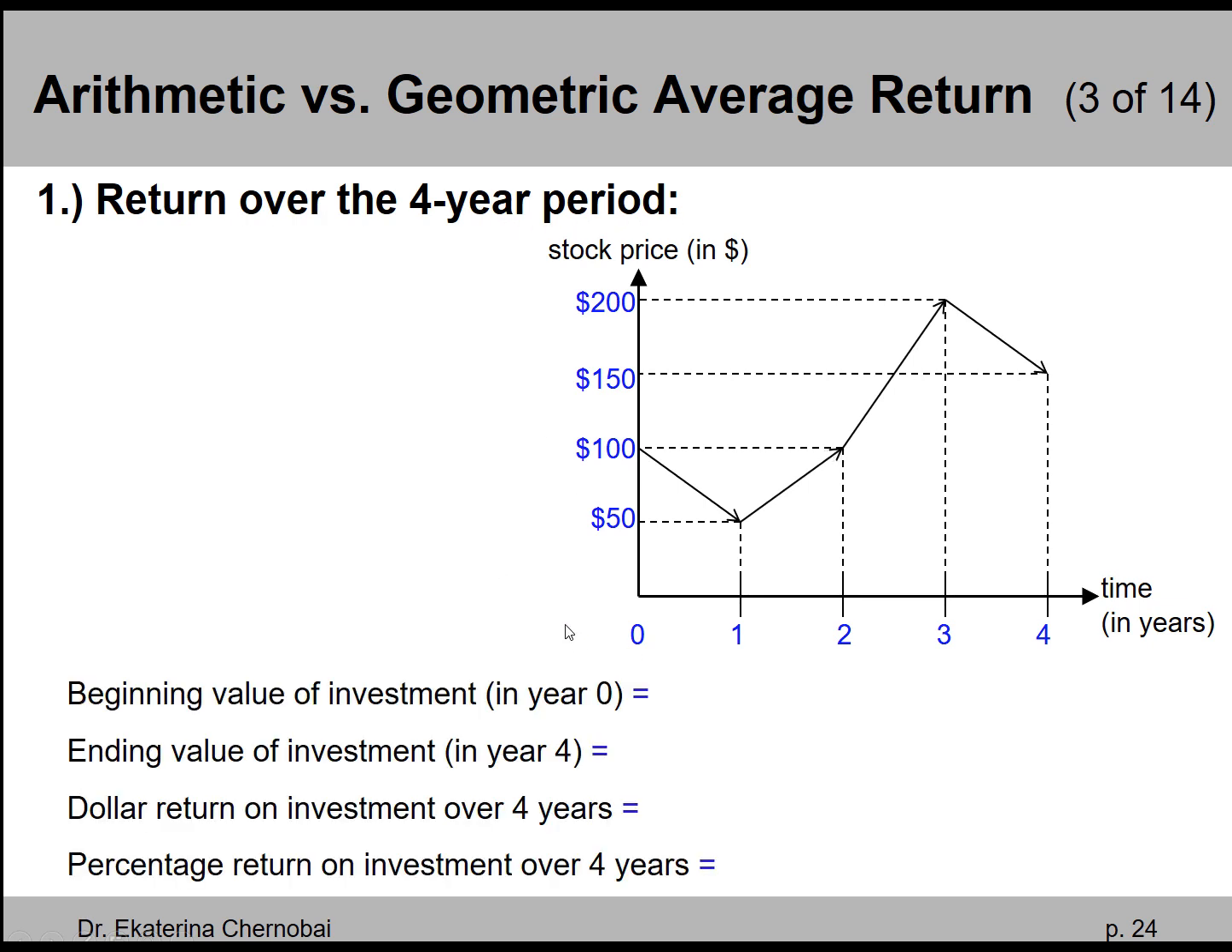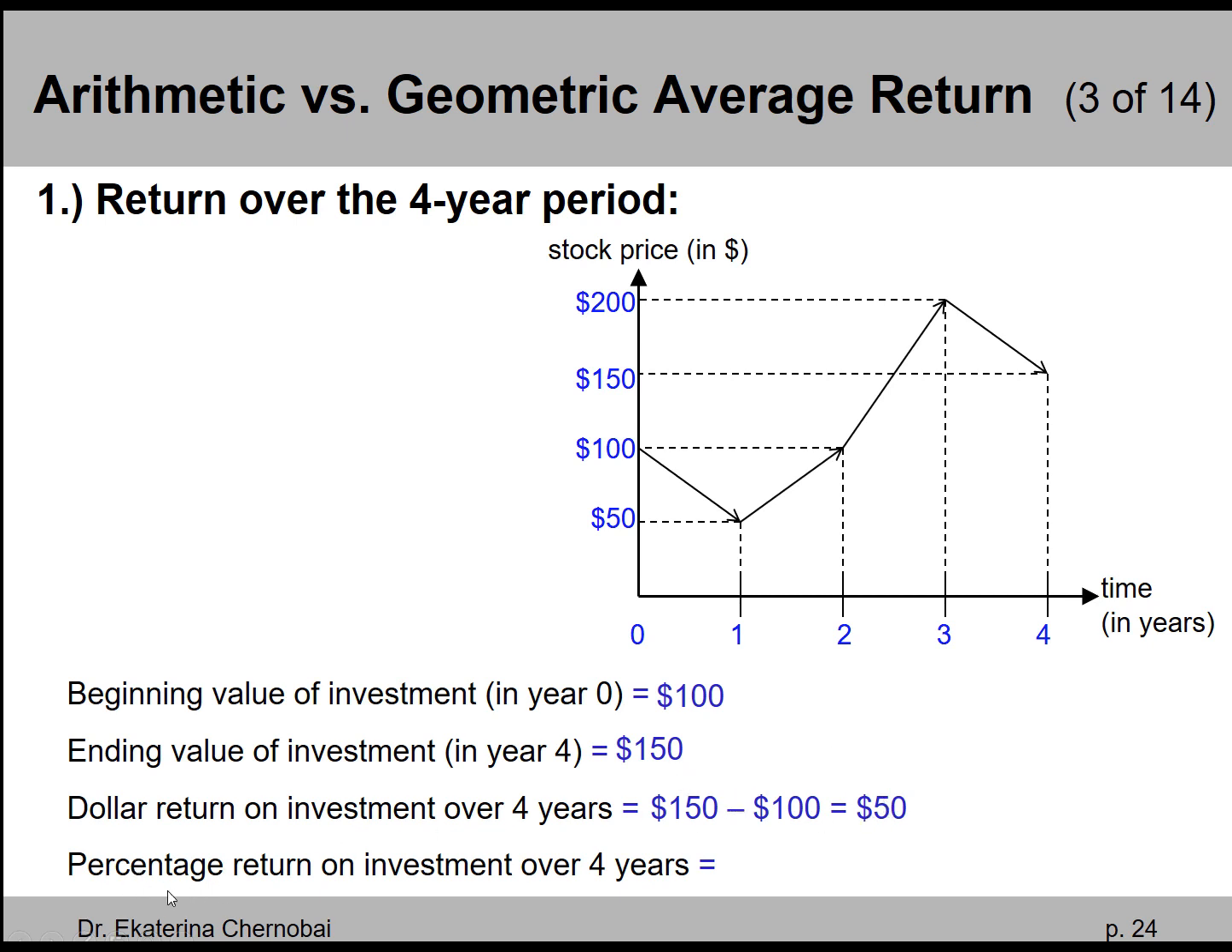For that, we need to first think of what the investment was worth at the beginning of the 4-year period. So how much did you pay to buy it? $100. It's given. Next, what's the ending value of your investment, which is end of year 4? That's also given, $150 at the end of year 4. What is the dollar return on this investment? Well, how much extra money did you make? You made an additional $50, which is the difference between what you have at the end and where you started.